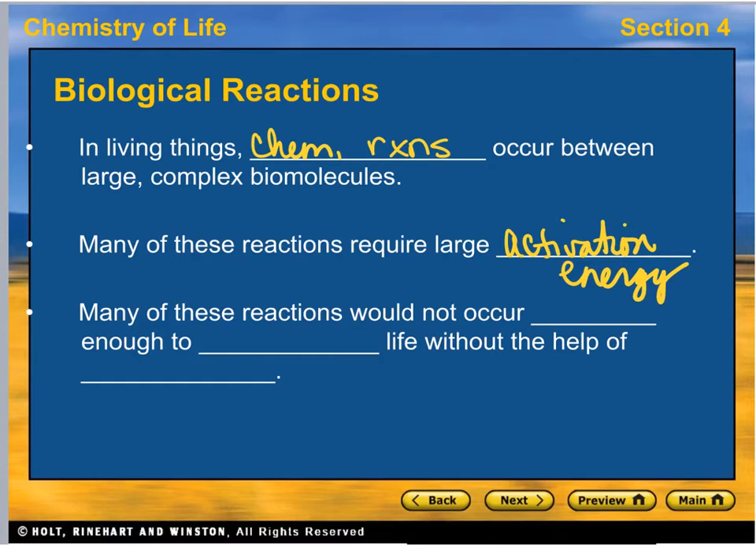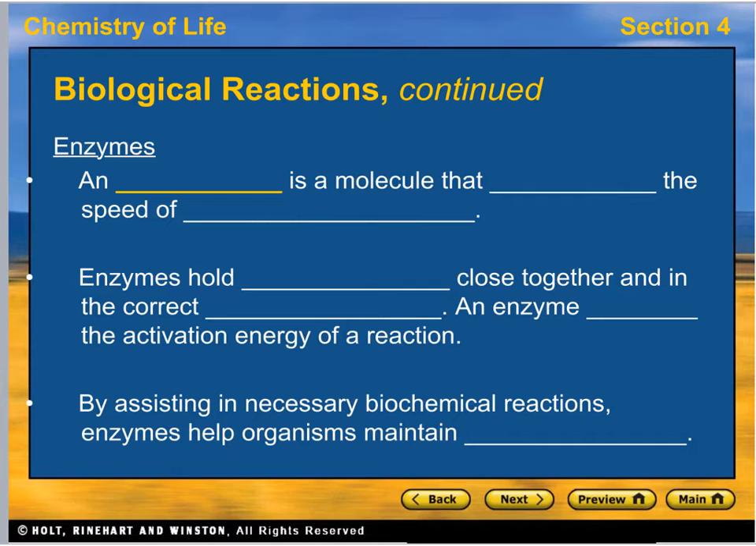Many of these reactions would not occur quickly enough to sustain life without the help of what we call enzymes. So enzymes are going to be the key piece here that helps reduce the amount of activation energy. Enzymes have some unique features. An enzyme is a molecule that is going to help increase the speed of biochemical reactions.